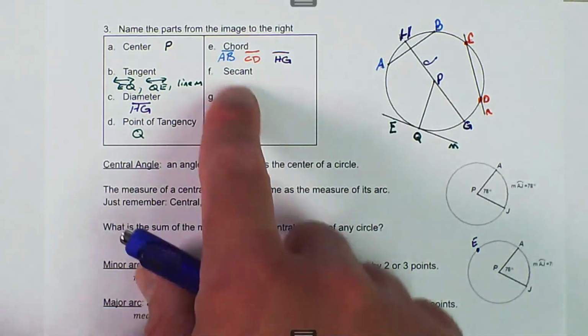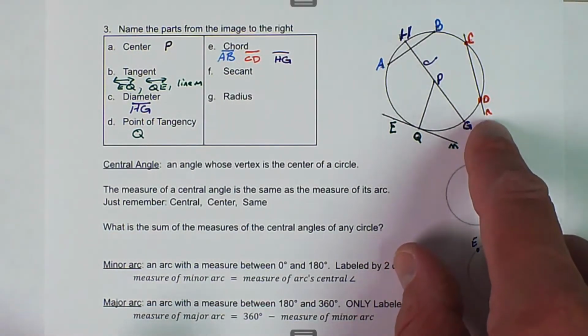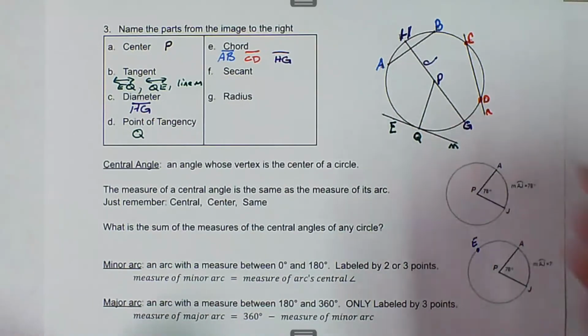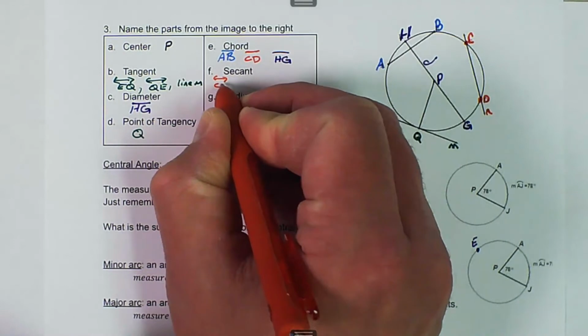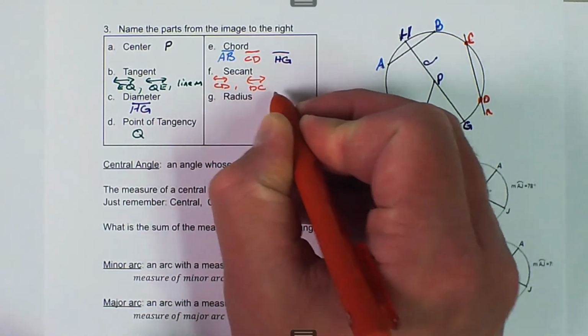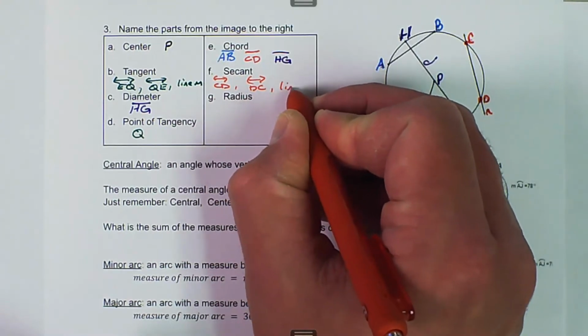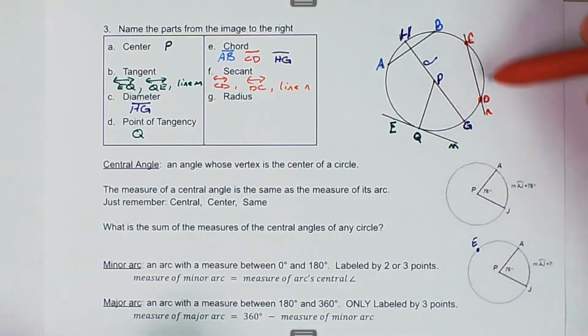The next, we have what is a secant, and a secant has to intersect the circle at two locations. So for this one, we have two locations for the line, or for two names for the line. We have line CD, line DC, or line N. And that represents the secant where it intersects two times, and it also is a line.